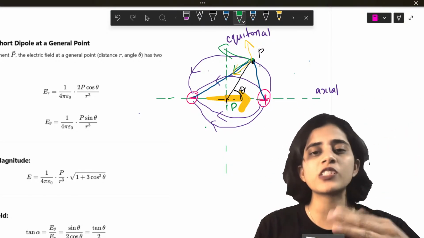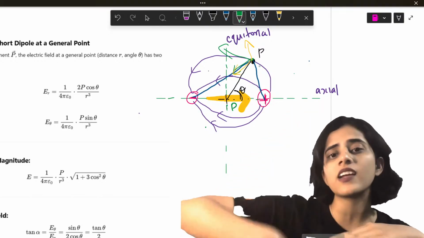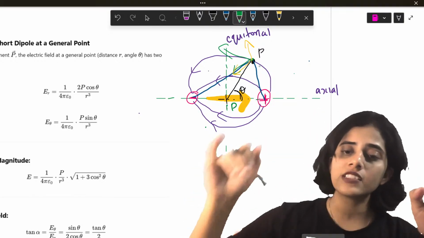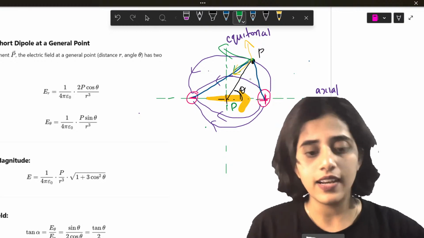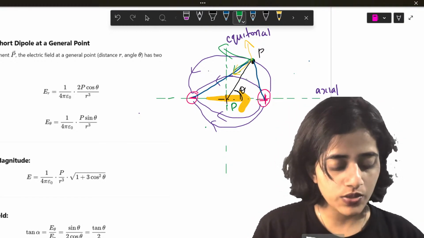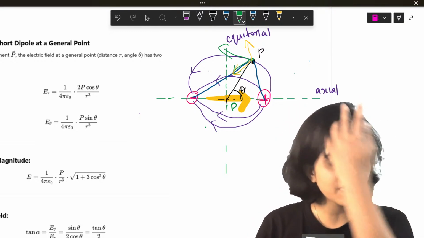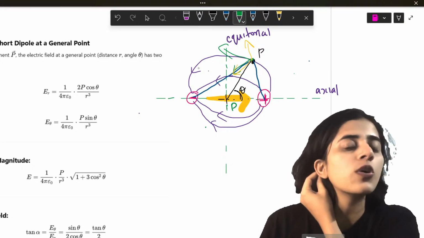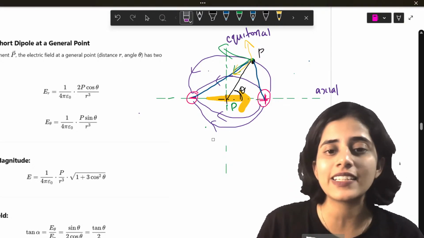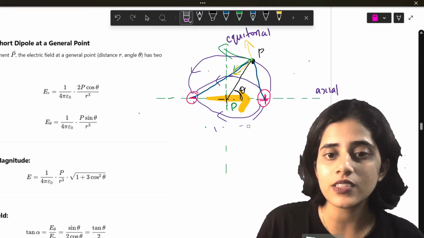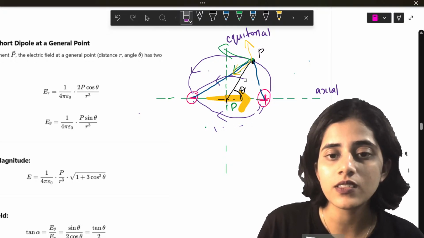Why? Because from positive, field lines always go away. Field lines are away from the positive. In negative, field lines are towards the negative. Okay, this much is clear. Now, I know I should do a better diagram, but just erase the unwanted things.